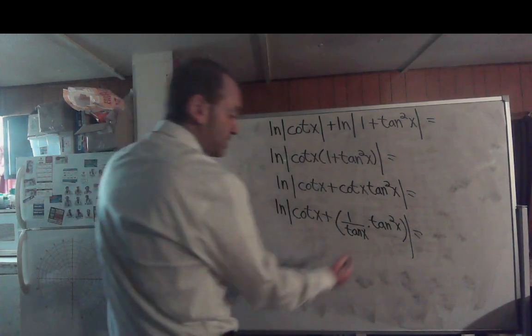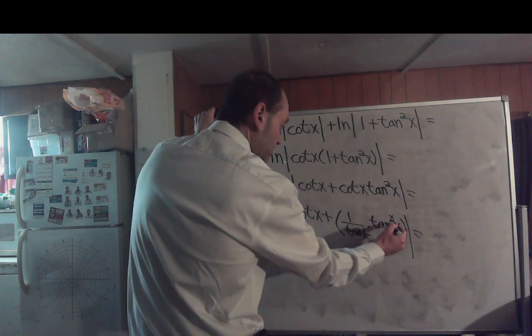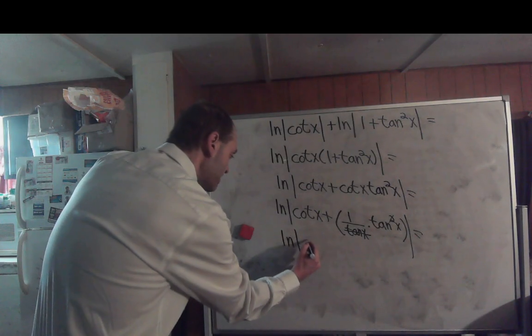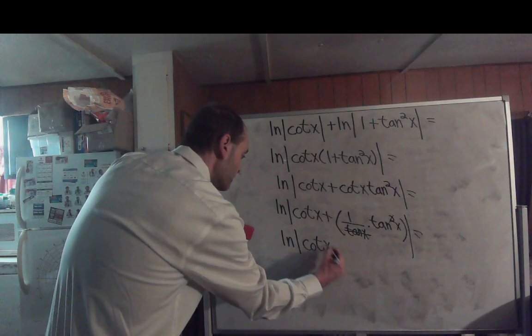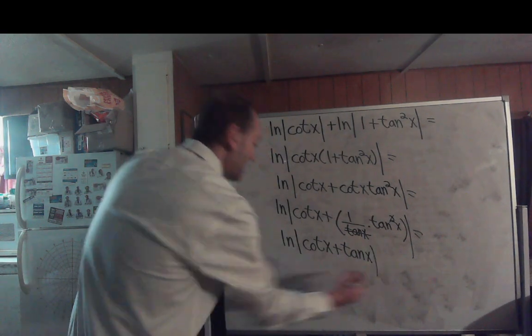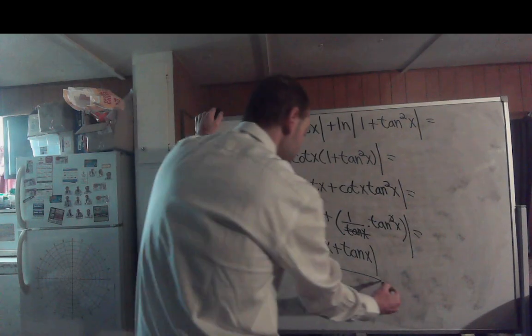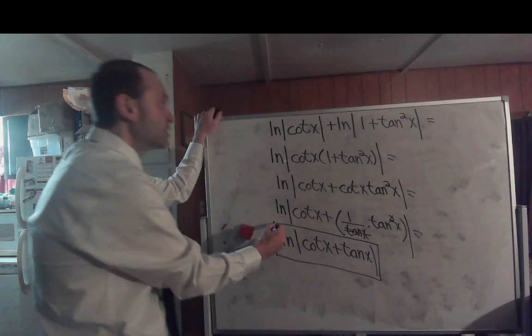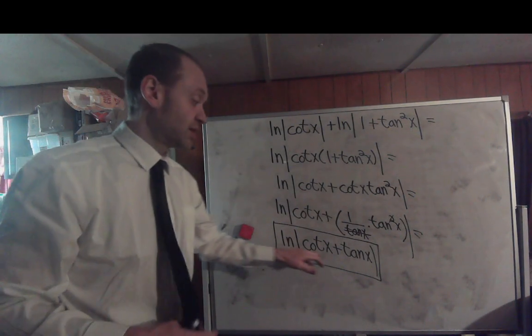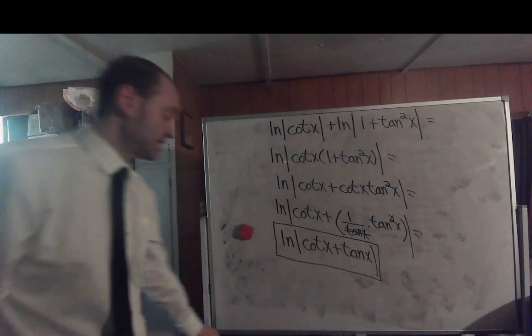Well, the tangent in the denominator goes, that'll become a tangent to the first, so this would simplify into the natural log of the cotangent of x plus the tangent of x. And that's exactly what you would get. So this simplifies into the natural log of the cotangent of x plus the tangent of x.